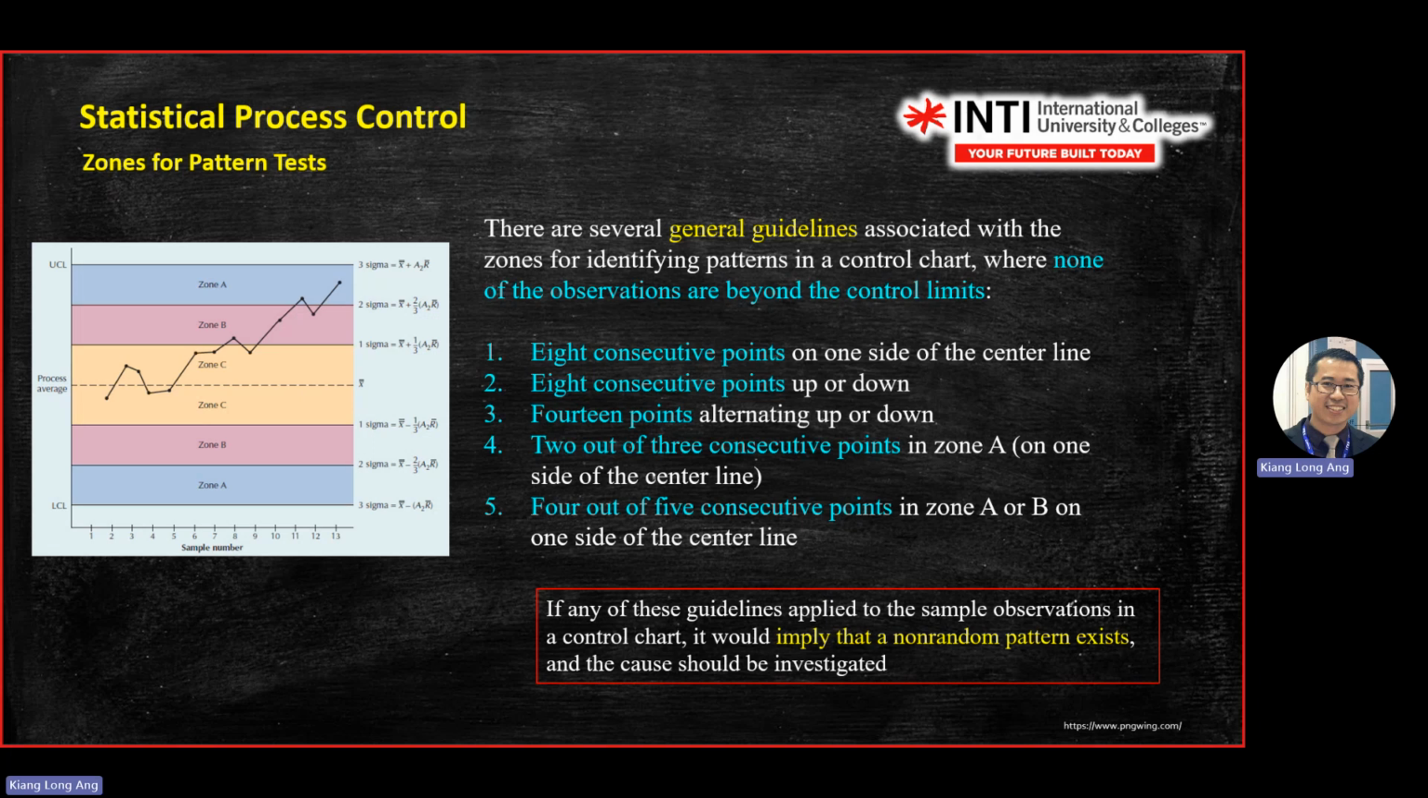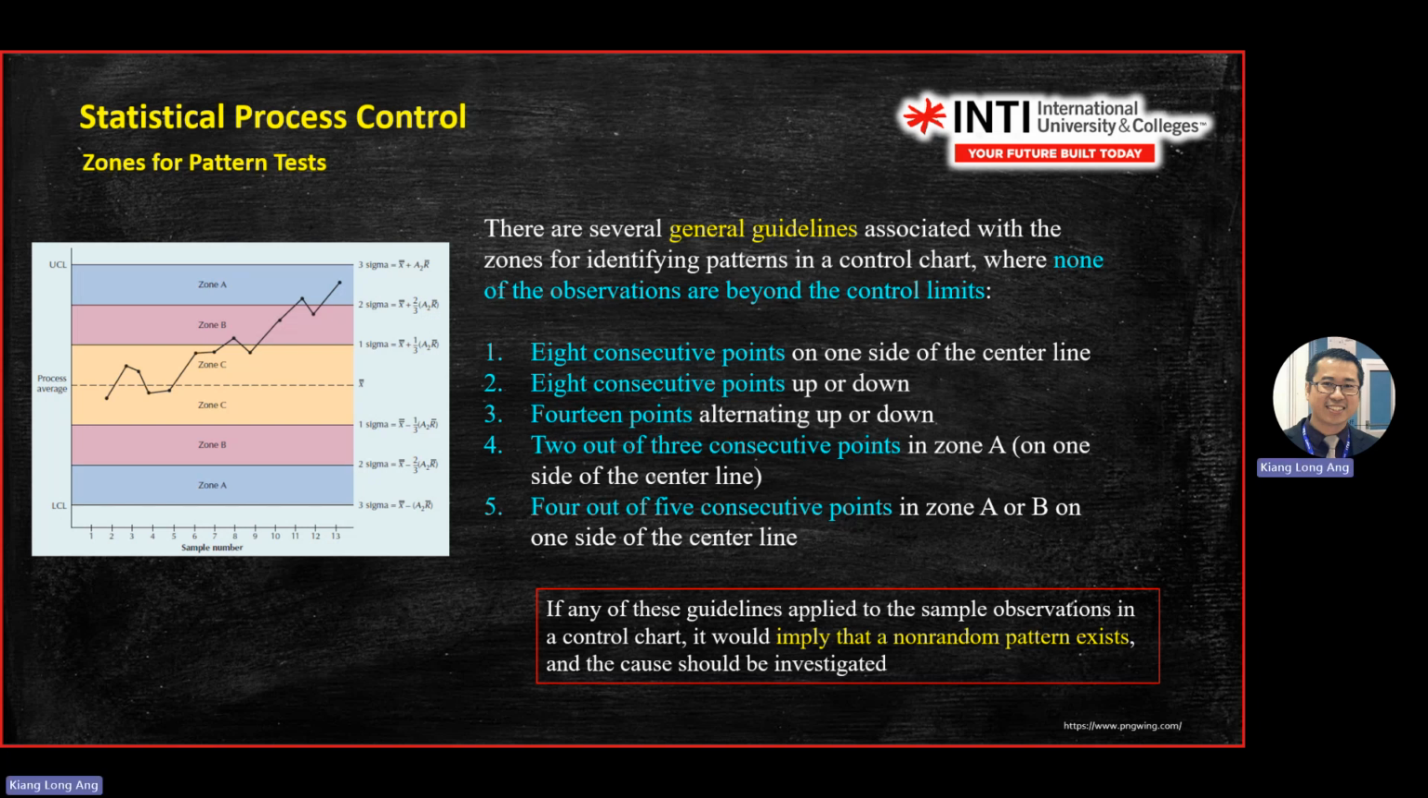So 8 consecutive points on one side of the central line means something is wrong, it's already non-random. Something wrong happened towards one side, either on the high side or low side. It's not a random process. If you have 8 points on one side of the mean, then it's a non-random process. Something must have happened to the machine or to the human, or to your formula that you can control.